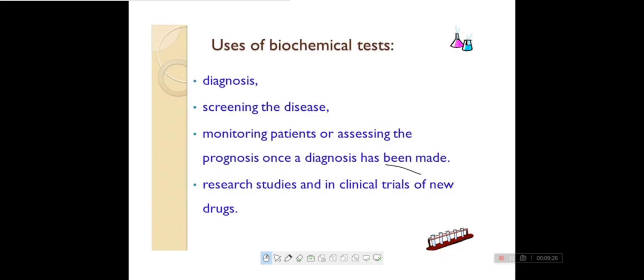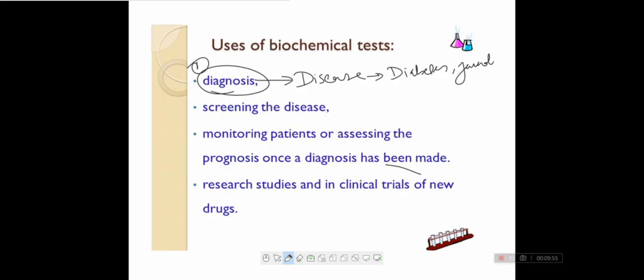Now, what are the uses of biochemical tests? The first use of biochemical tests is in diagnosis. Which type of diagnosis? The diagnosis of diseases like diabetes, jaundice, gout, etc. So these types of diseases are diagnosed by the biochemical test.